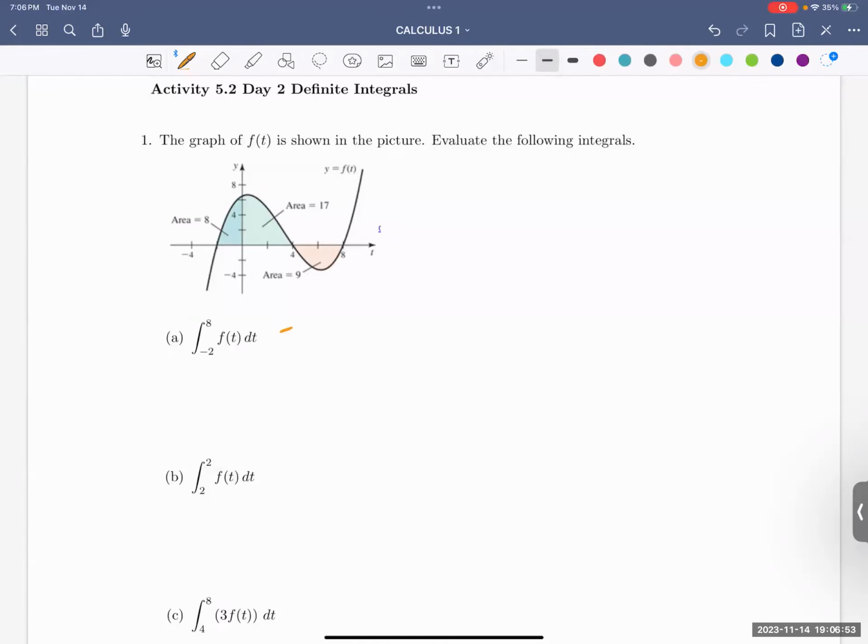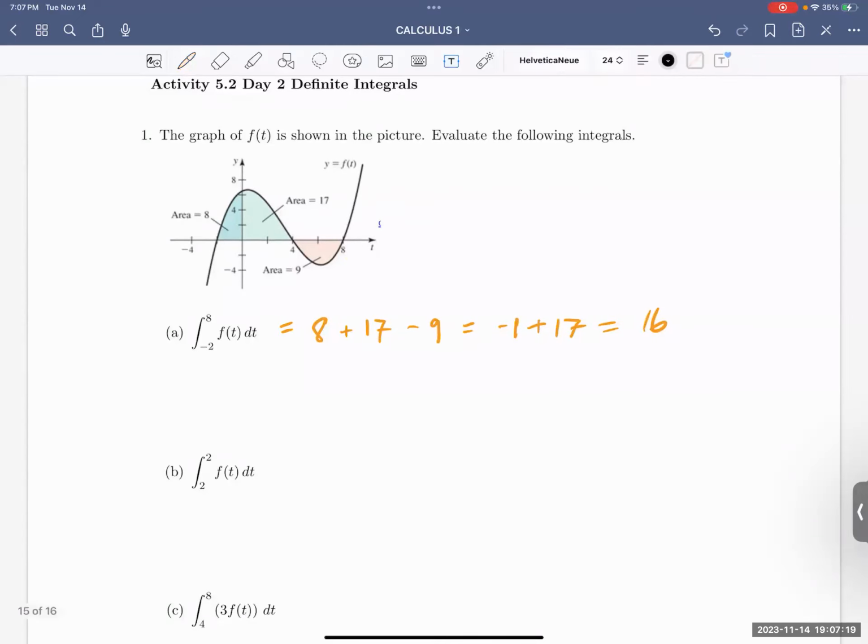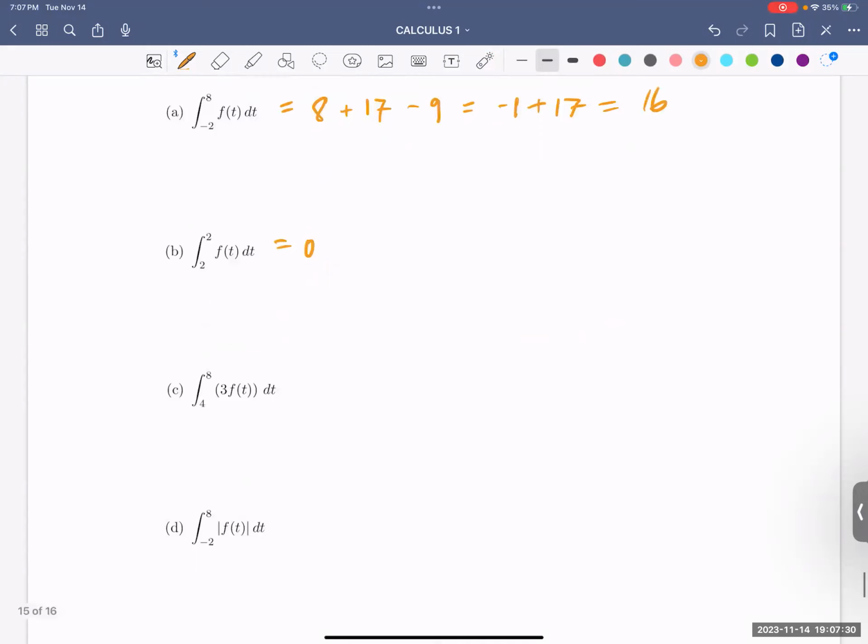So we would have the signed area from negative 2 to 0, that's going to be 8, and then 17, and then negative 9. So we'd have 8 plus 17 minus 9. 8 minus 9 is a negative 1, plus 17. So our signed area is 16. Then from 2 to 2. So here is 2. And from 2 to 2, there's no area underneath that line. So the area is 0. There's no area to speak of, no region to speak of.